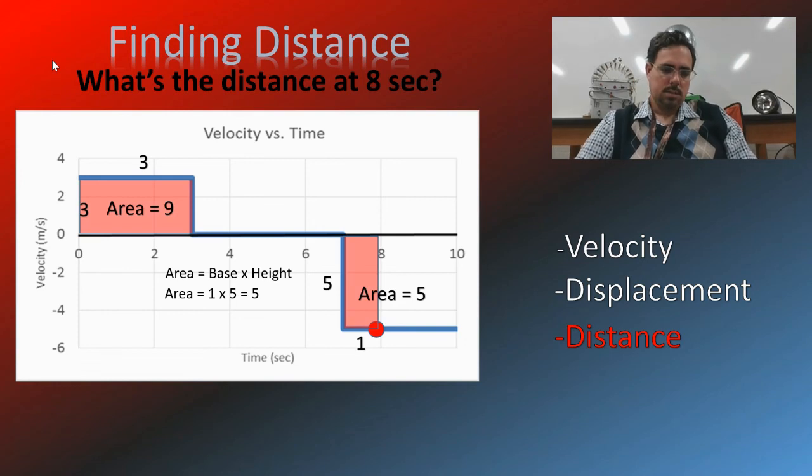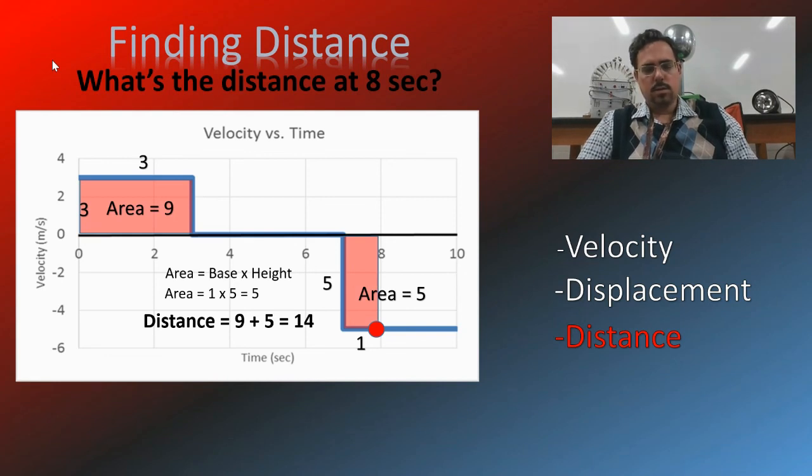This is obviously something that has gone forward a while and then come back. So we need to add together both parts of that journey, which would be 9 plus 5, and 9 plus 5 equals 14. So the distance this object traveled would be 14. All right, so that's how to interpret a velocity graph.